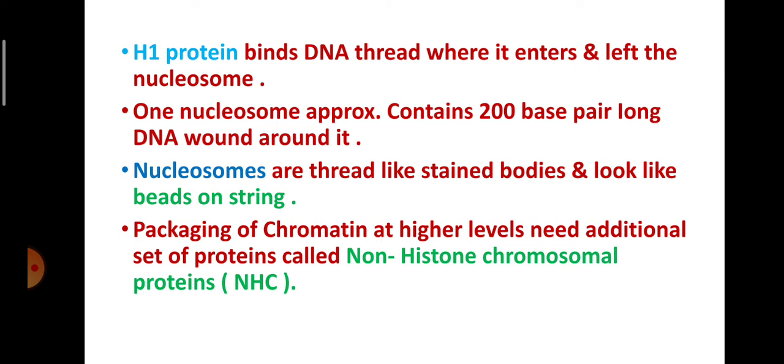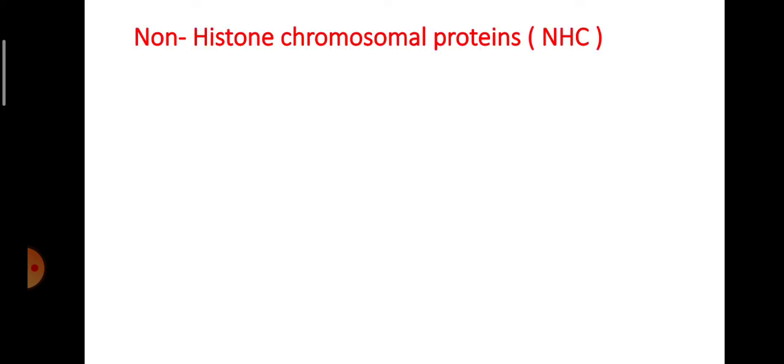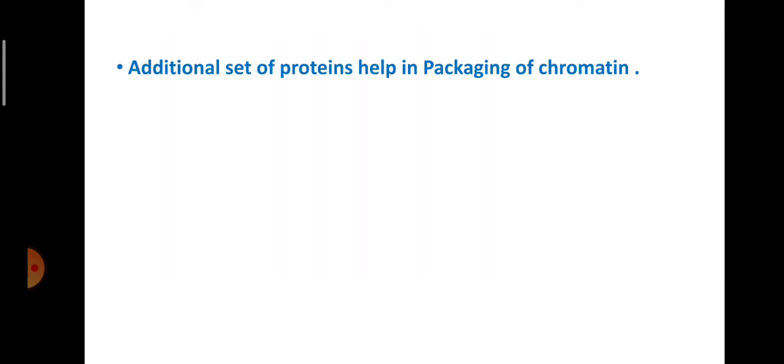Packaging of chromatin at higher levels needs an additional set of proteins called non-histone chromosomal proteins, or NHC. Non-histone chromosomal proteins, that is NHC. This additional set of proteins helps in packaging of chromatin.